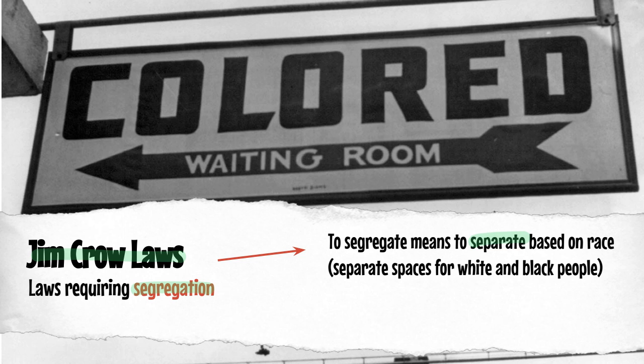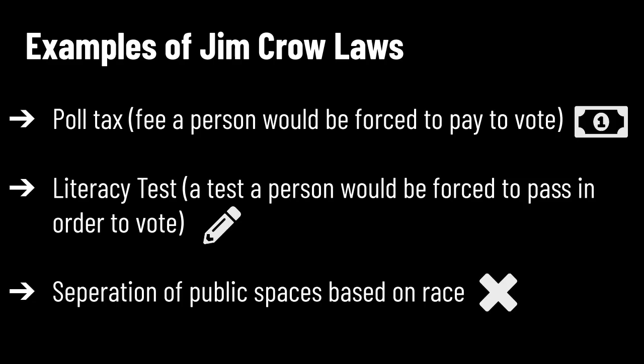The way we were separating people during this time period, in the 40s, 50s, and into the 1960s, was based on race, separating and having separate spaces for white and black people. This sign here is a demonstration of a Jim Crow law, where you see we are separating black and white waiting rooms. Let's take a look at a few examples of Jim Crow laws.